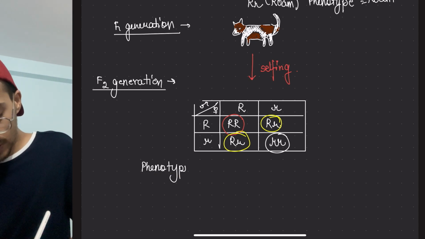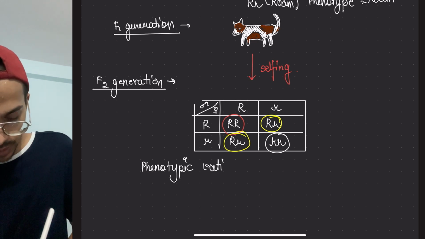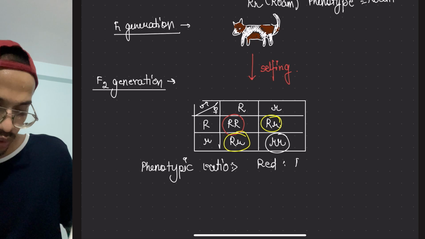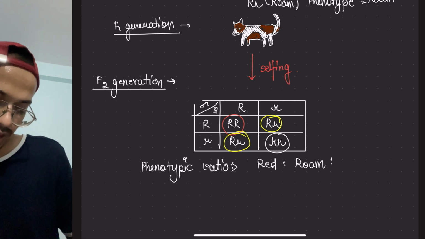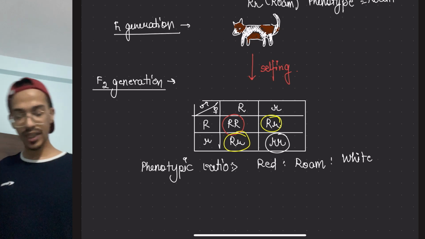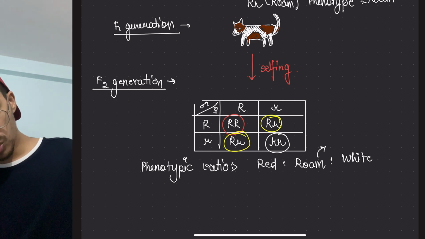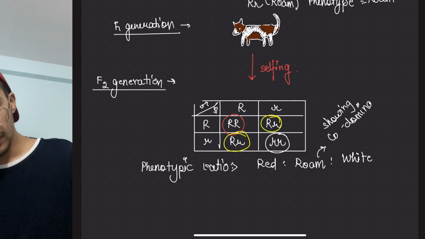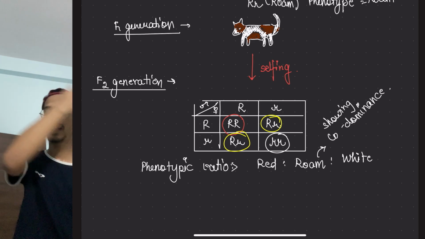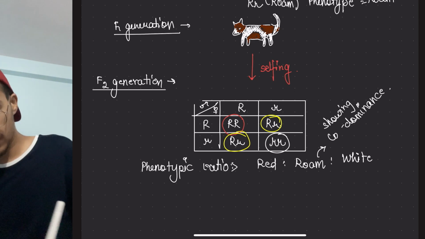So the phenotypic ratio. Phenotype is what? Red will also come, roan will also come, and white will also come. The roan one is showing what? Codominance. So this one is showing codominance. Phenotypically, these things are being shown. Genotypically, things might be anything.